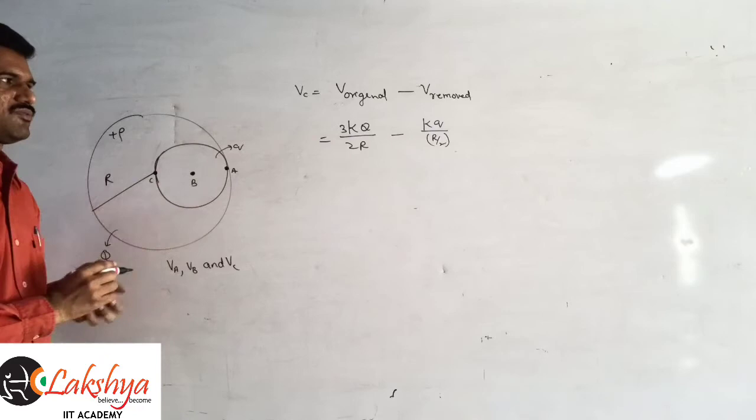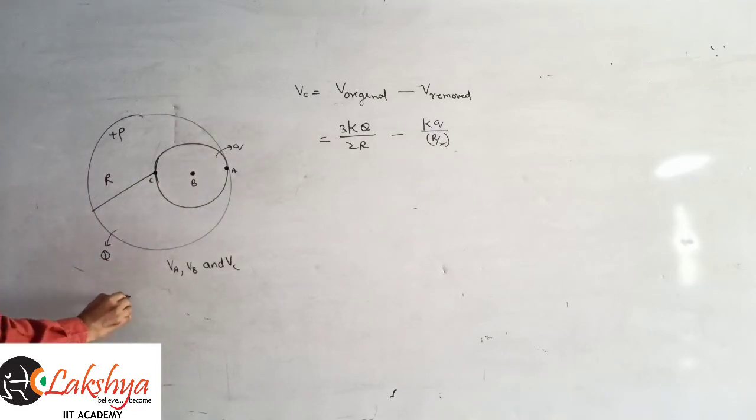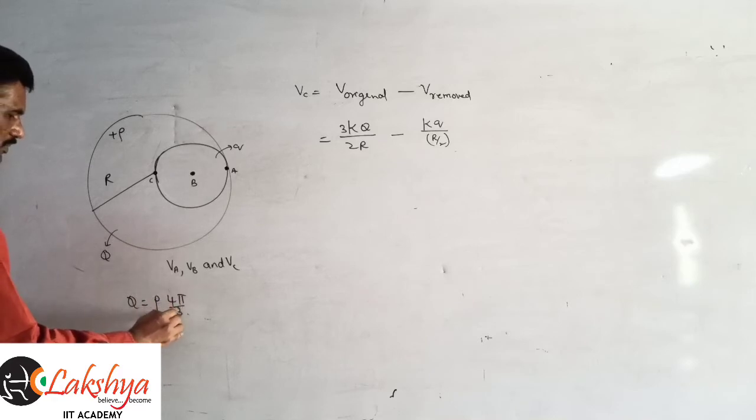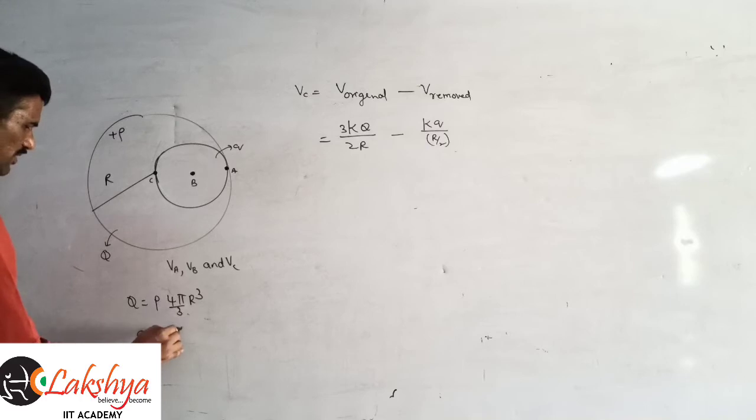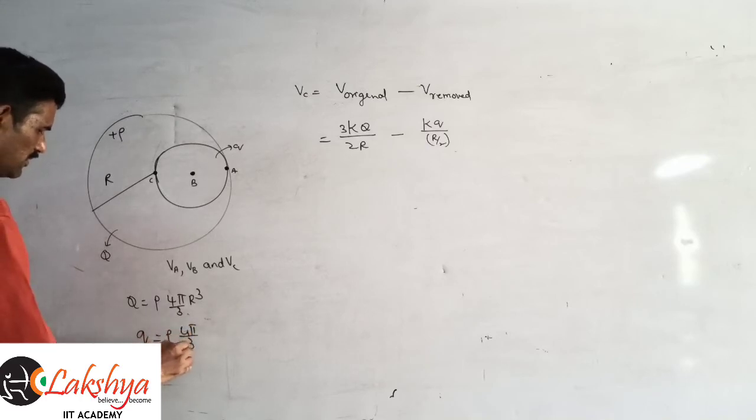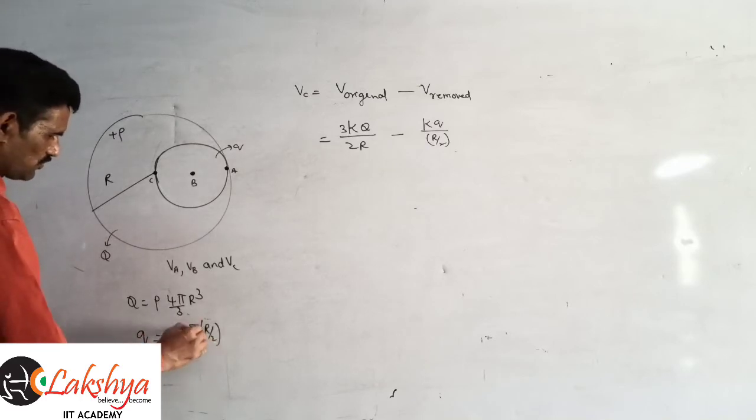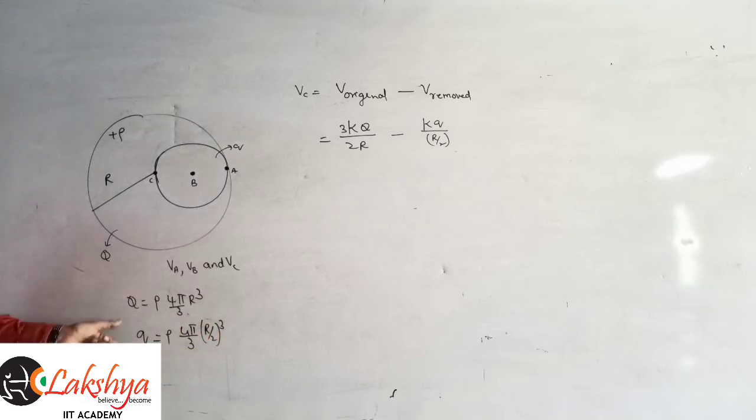Our capital Q and small q values we can write here: capital Q is rho into 4/3 pi r cube, and small q is rho into 4 by 3 pi r by 2 whole cube. Right, these are the capital Q and small q values. So that is point C here. You can simplify that, you will get the potential at point C.